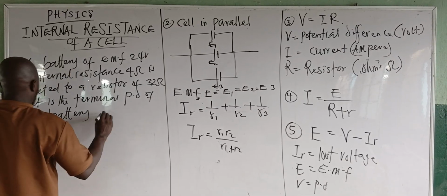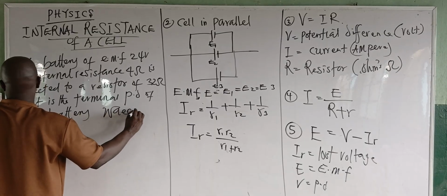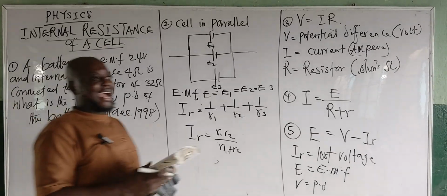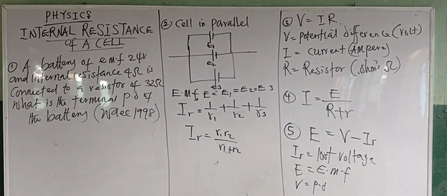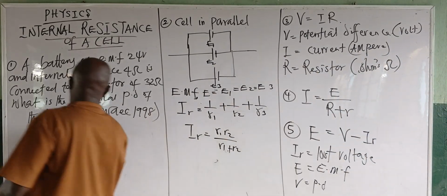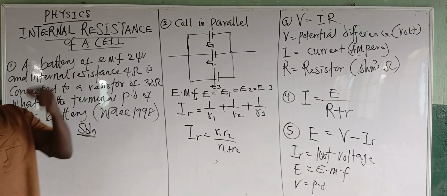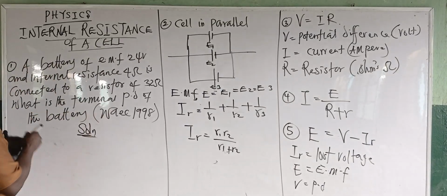So this is a WAEC question, 1998. So what do we do, or what do we know going further? The first task is to list out the given parameters. What are we given? Watch it here.